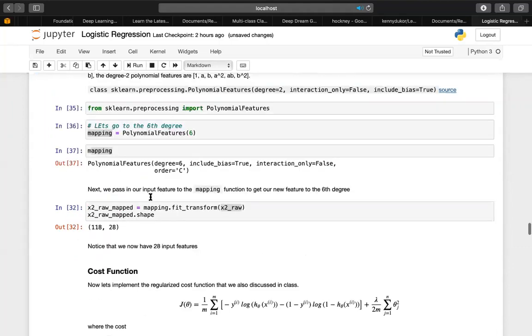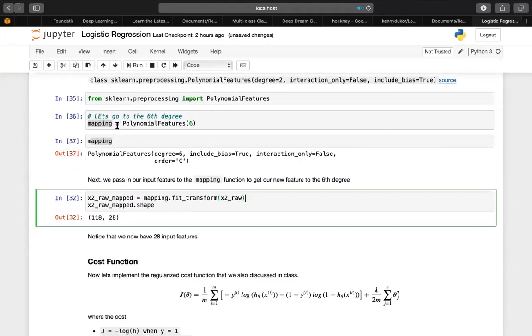We will pass it into this mapping function we have defined here. It returns the polynomial distribution that we are looking for. And then this is what it is here, right? So we're having x_mapped.shape is 28. So we're having 28 new features, so the features now are 28. So we're having the 118 by 28.